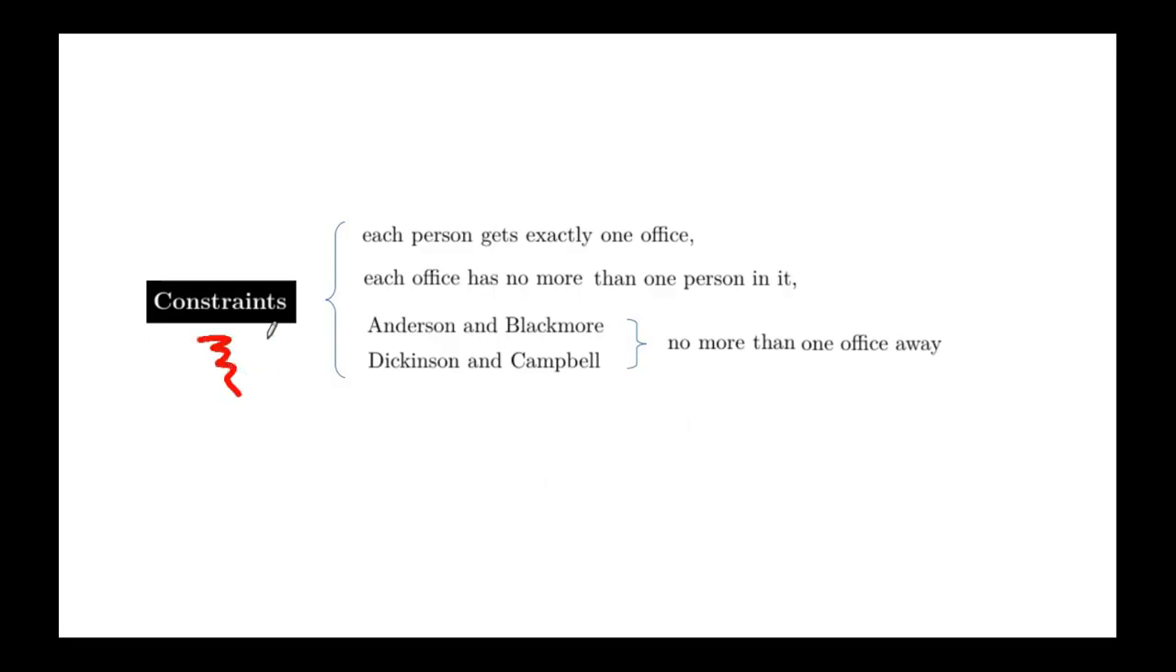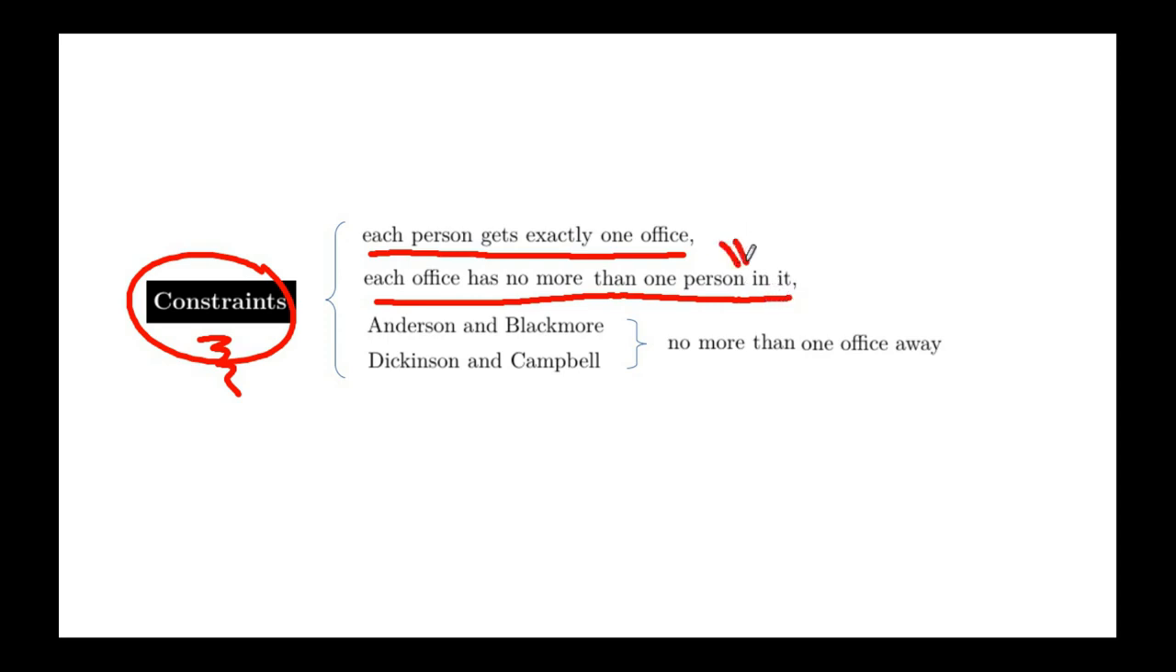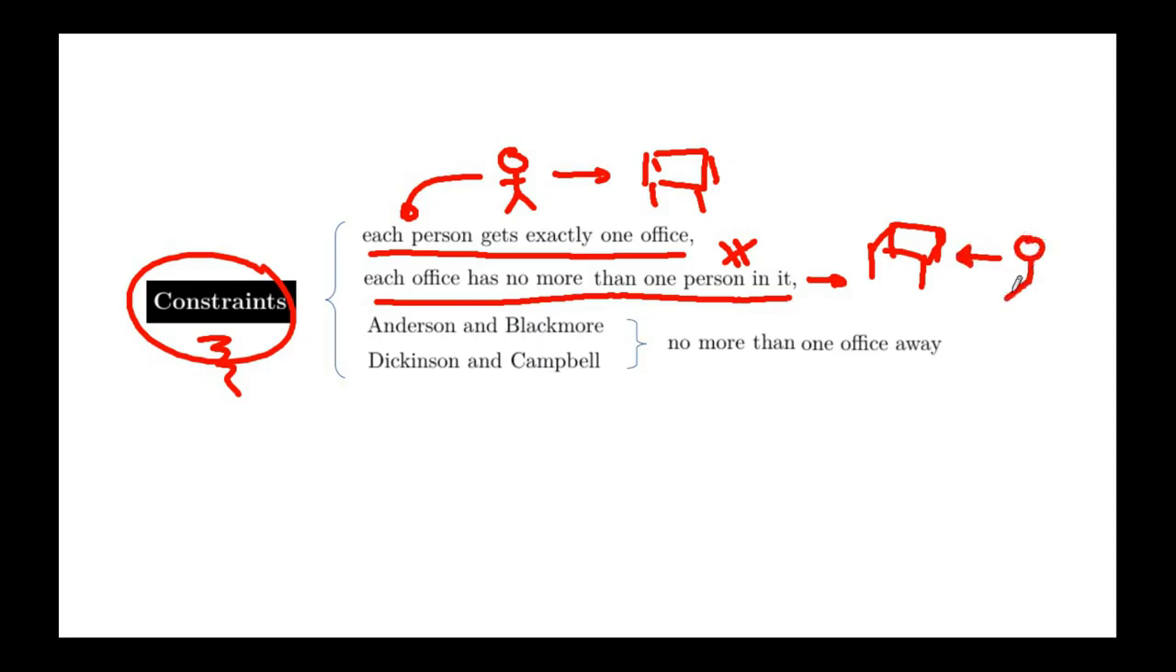But the problem is not so simple because we have some constraints to be accomplished. The first constraint is that each person gets exactly one office, so one person cannot be assigned to more than one office, and each office has no more than one person in it. That's not the same. That means that every person is assigned to a desk. Okay, this is the first constraint, while the second constraint means that one desk will receive only one person, not more than one person. Okay, so this constraint is the opposite than this. Okay, it's the other way around.